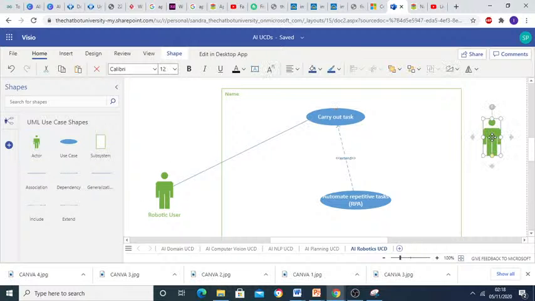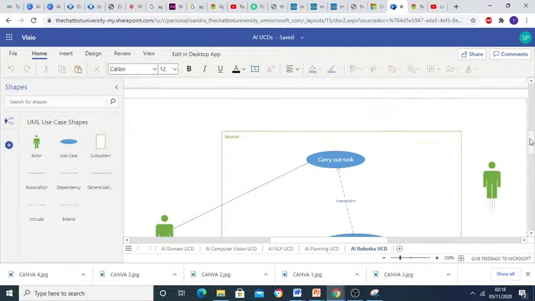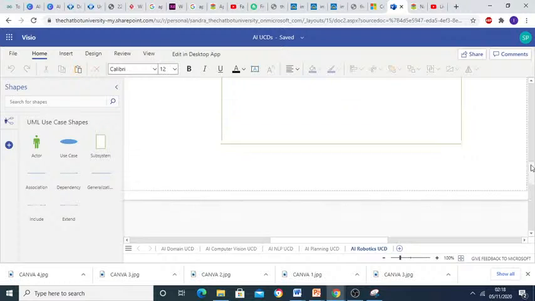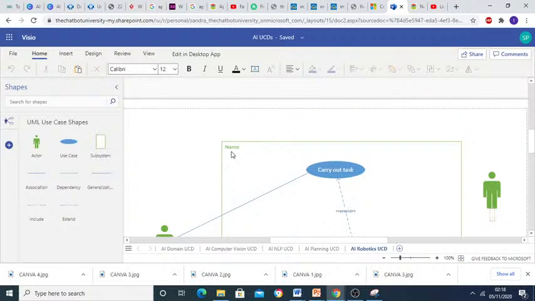Remember what I said about actors. The actors on the right, such as the one I've just created now, is called the secondary actor. That's a system that is used to realize that task. Because of the name of this use case diagram, we called it robotics. I don't know where it's gone to. Let's name it again. Robotics use case diagram.